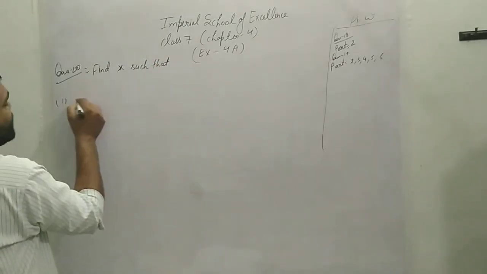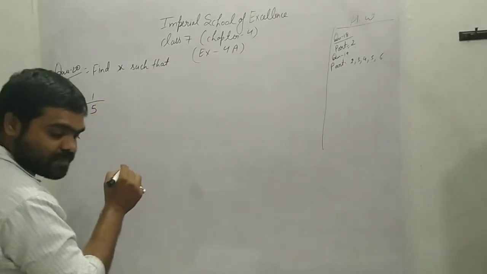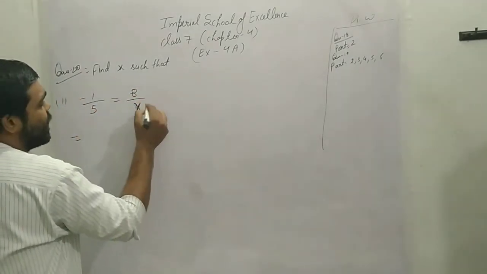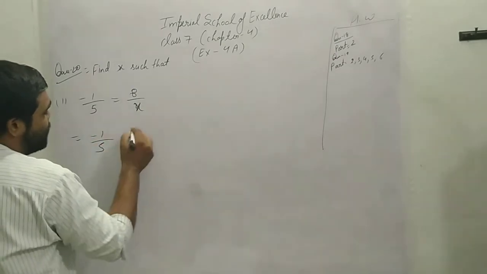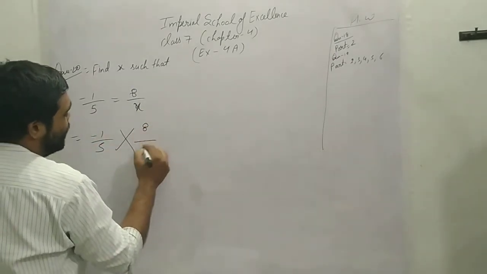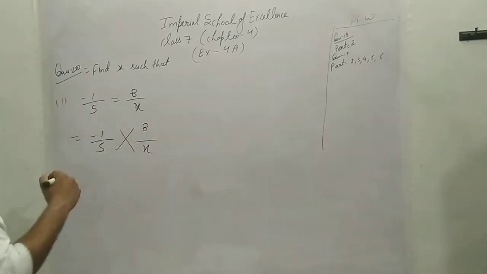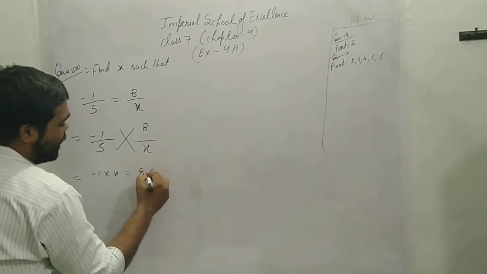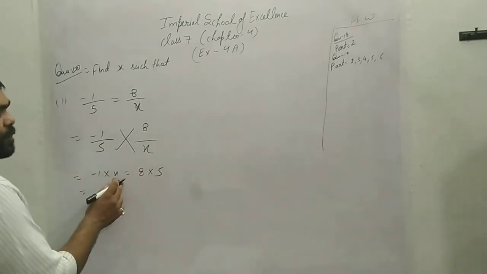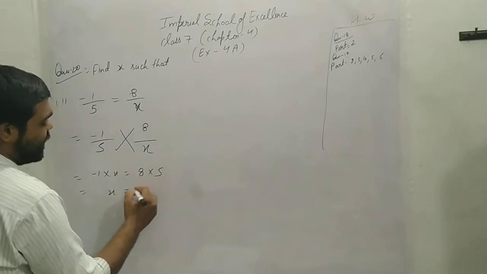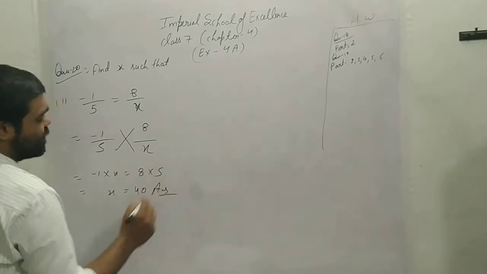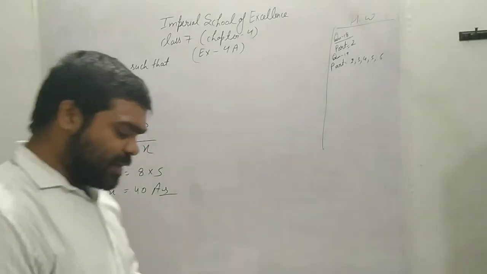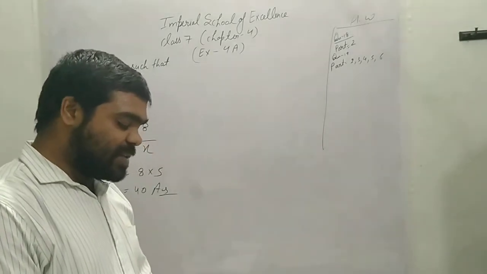The first question is given here: -1 upon 5 equals to 8 upon x. Same procedure you have to do here. You have to do cross multiplication. ओके, आपको यहाँ पे क्रॉस मल्टीप्लीकेशन करना है. -1 इंटू x इक्वल टू 8 इंटू 5. -1 की x में मल्टीप्लाई करेंगे, it would be only x. 8 5s are 40. 40 is your answer. You have to do questions 2nd, 3rd, 4th, 5th and 6th.